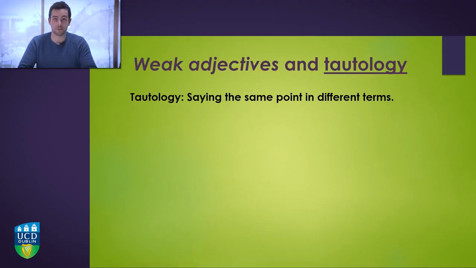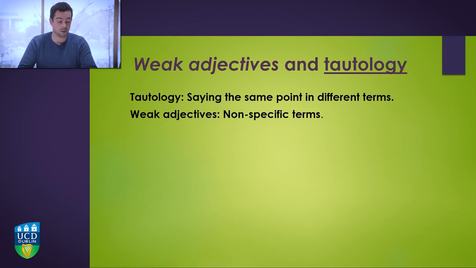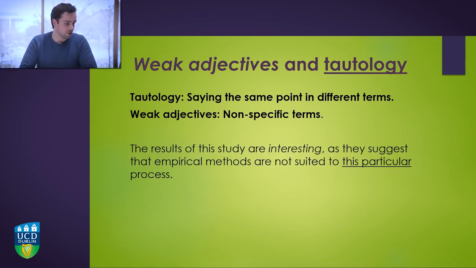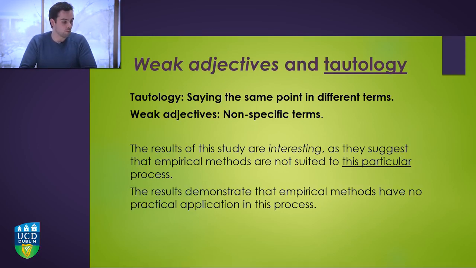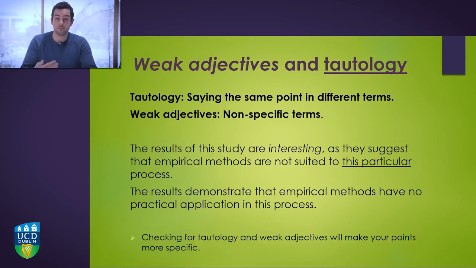Weak adjectives and tautology. So, tautology, saying the same point in different terms. Weak adjectives, non-specific terms. So here's the example. The results of this study are interesting as they suggest that empirical methods are not suited to this particular process. I mean, there's nothing necessarily wrong with that sentence, but it can be more direct and it can be clearer by getting rid of the weak adjectives and the tautology. So, the results demonstrate that empirical methods have no practical application in this process. So this particular is a tautology because it's a redundant phrase, basically. It's enough to say no practical application in this process. So checking for tautology and weak adjectives makes your points more specific.